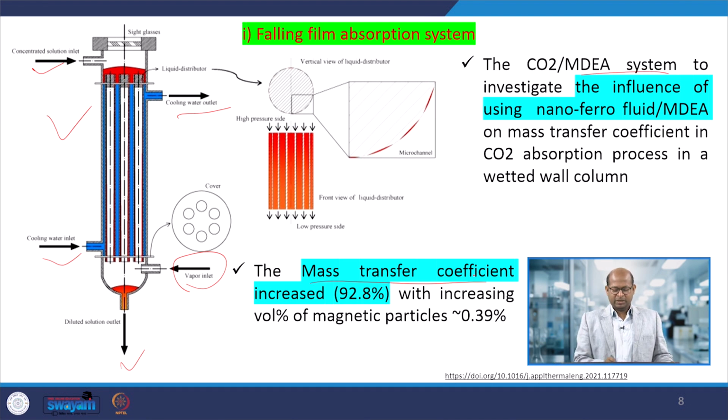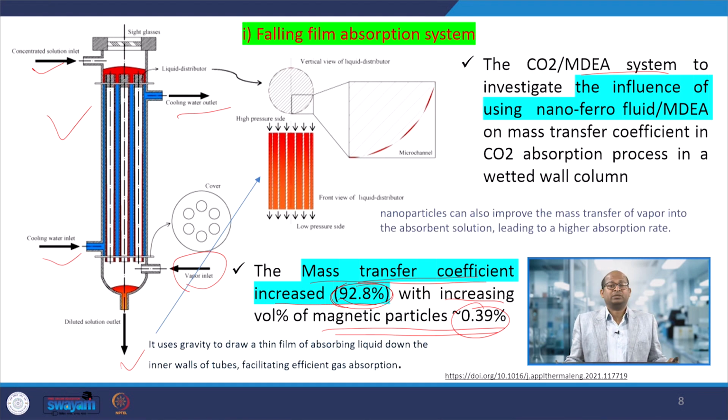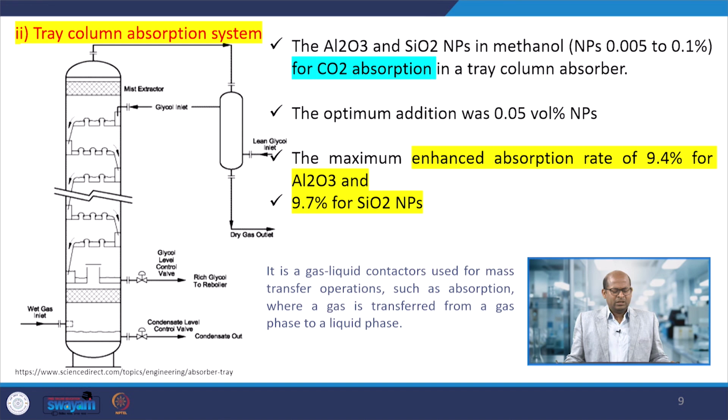So in this particular way, if we use some nanomaterials, it has been observed that it increases the mass transfer coefficient, a 92.8% increase, when we use magnetic nanoparticles, iron oxide, ferrosoferric oxide, that kind of nanoparticles. If you are able to prepare and use those materials with that solvent, in a very small amount, 0.39 weight%, the mass transfer coefficient increased by about 92.8%, so the efficiency will increase.